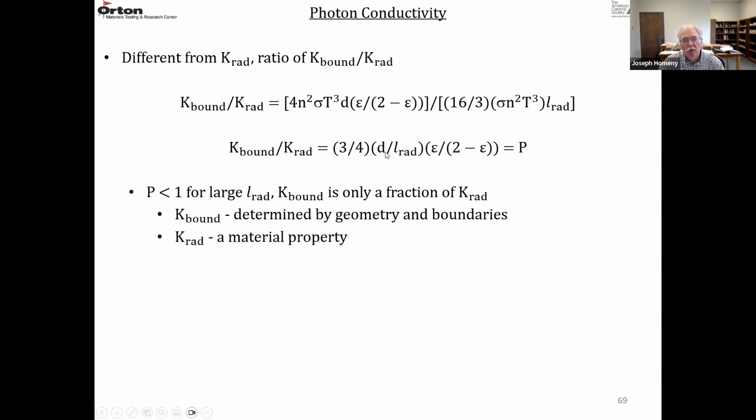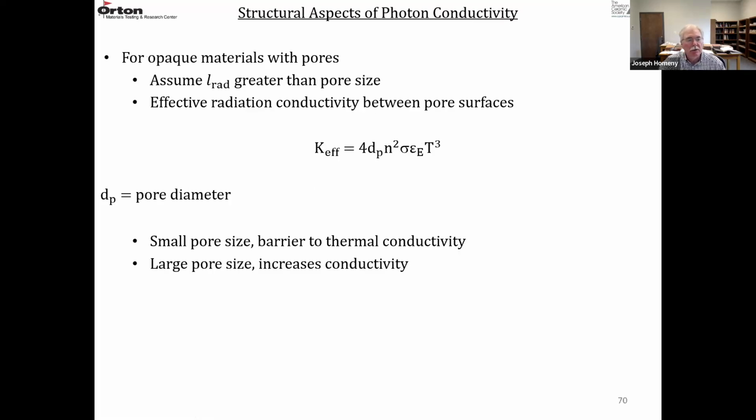We just get 3/4 D over L radiation, our emissivity divided by 2 minus the emissivity, and that equals P, that ratio. So if P is less than 1, where we have large mean free paths, it turns out K boundary is only a fraction of K radiation. So I'm just showing that the conductivity due to the boundary effects is much smaller than the true K radiation conductivity. So K boundary is determined by the geometry and boundaries. K radiation is a material property.